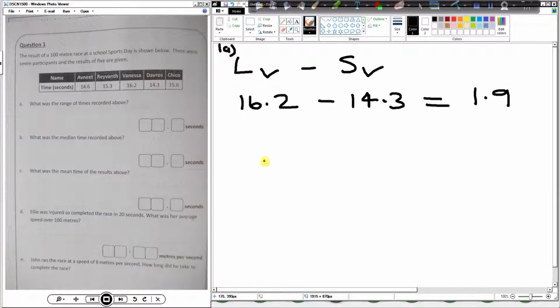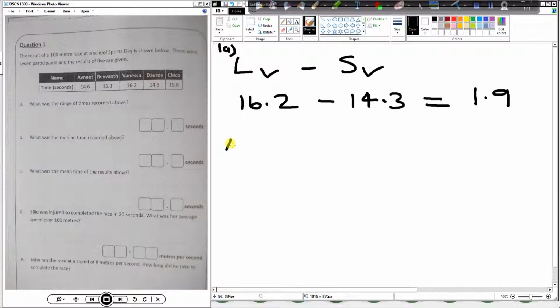1.9. Okay, question 1B. What was the median time recorded above? To work out the median time, we need to put this in order of size and then work out the middle one. So once you order, can somebody order them for me first? Give me the first number.